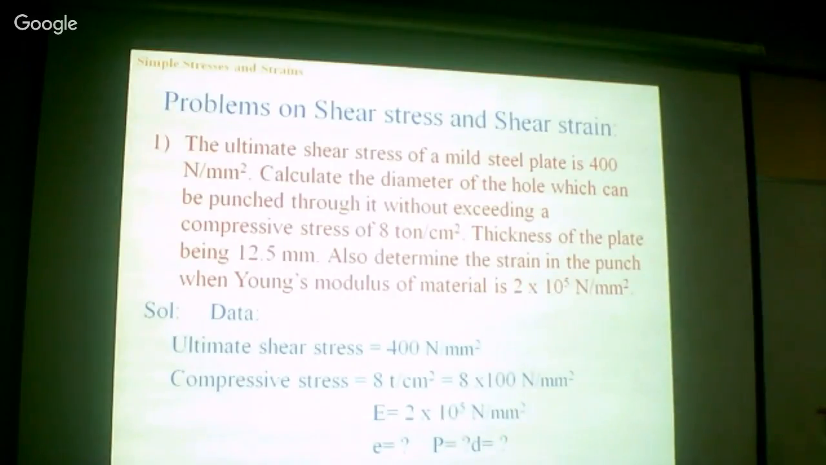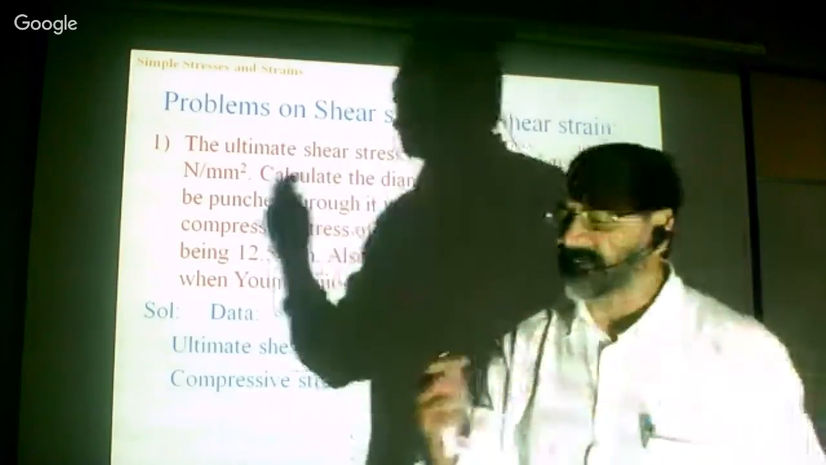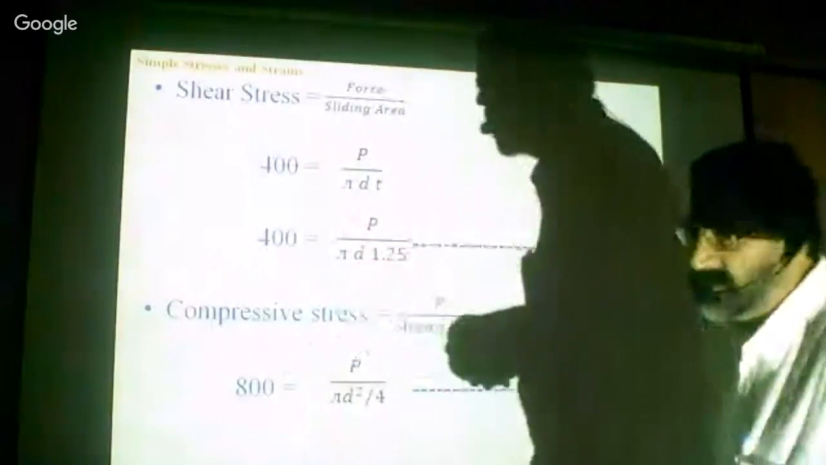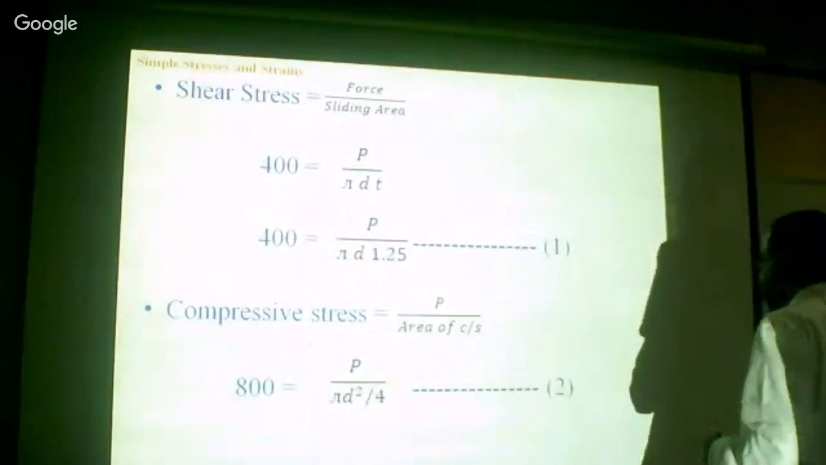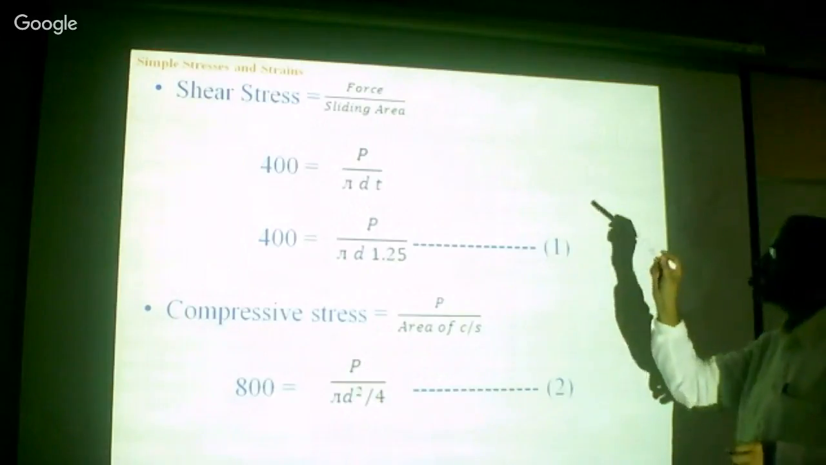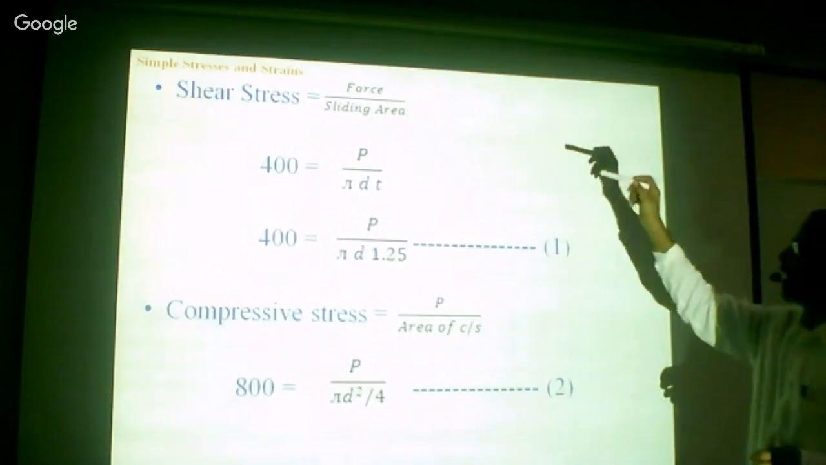Usually this kind of problem will be asked in the examination for 10 marks. Therefore, please note how to calculate it. First, don't forget the original definitions. Shear stress is shear force divided by sliding area.